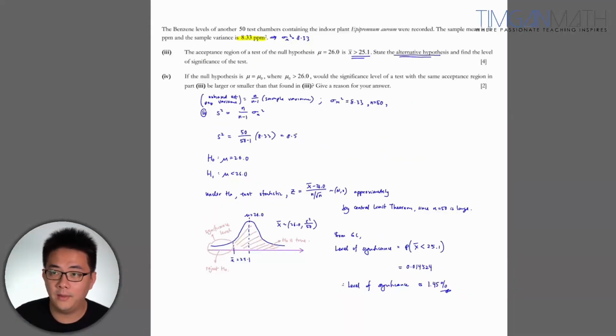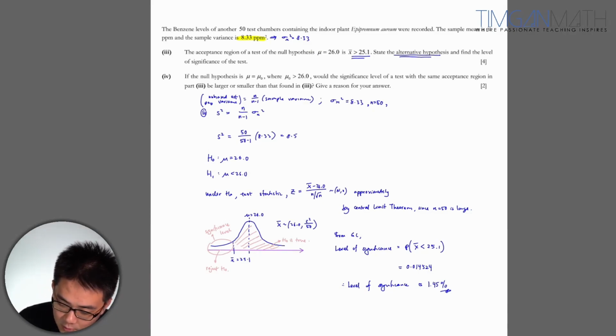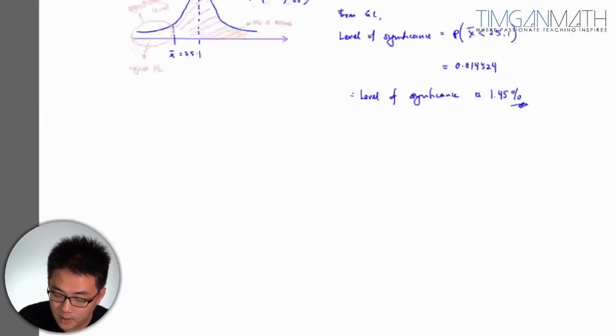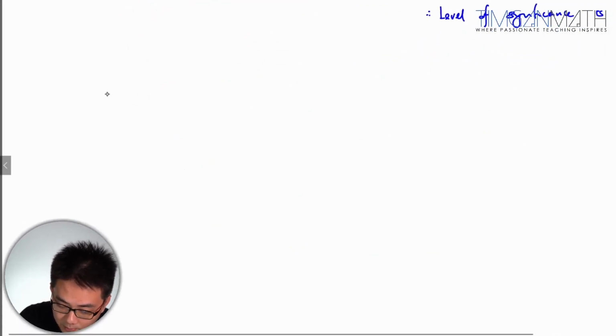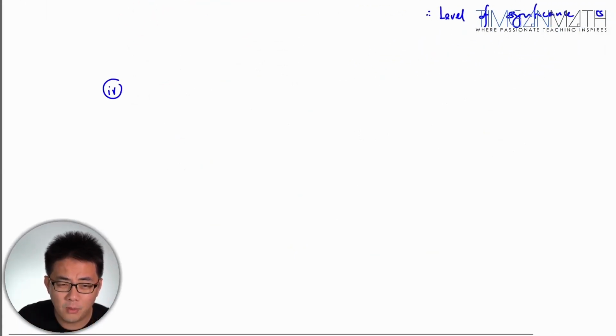For the last part, I think it is pretty okay once you understand the third part. If you draw the normal curve out properly, it should be fine. You're told that the null hypothesis changed to more than 26, and that the acceptance region is all the same. Then the question is whether the level of significance would be more or less.